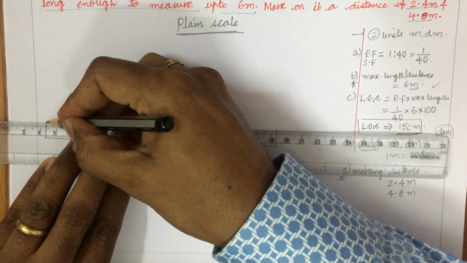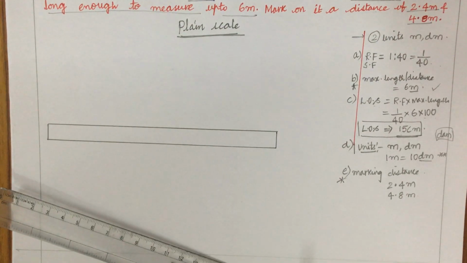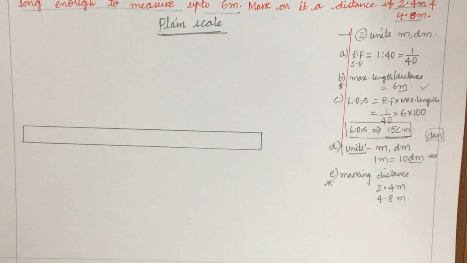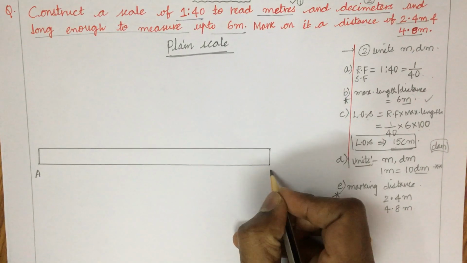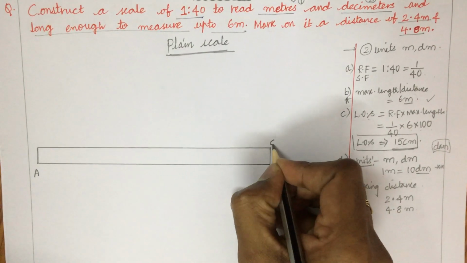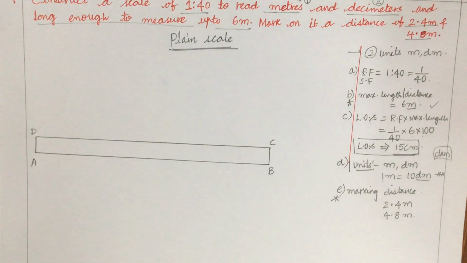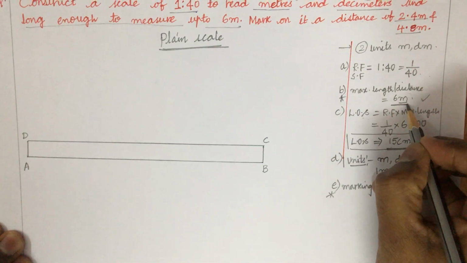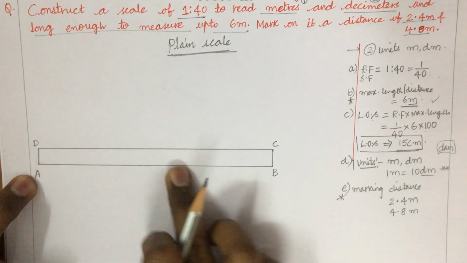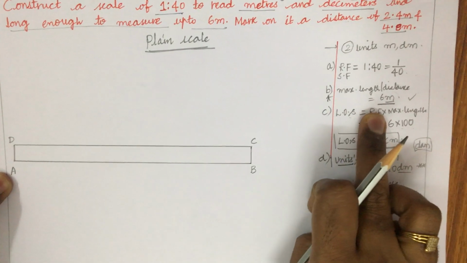So, I am going to take into consideration a rectangular block. Please do work out only with the drafter in order to get a proper line, I mean the correct line position. Now, once it is done, I am going to name it A, B, C and D. This is a rectangular box. Now, the scale measures up to a maximum distance of 6 meter. So, this 15 centimeter line AB needs to be divided into 6 equal divisions.